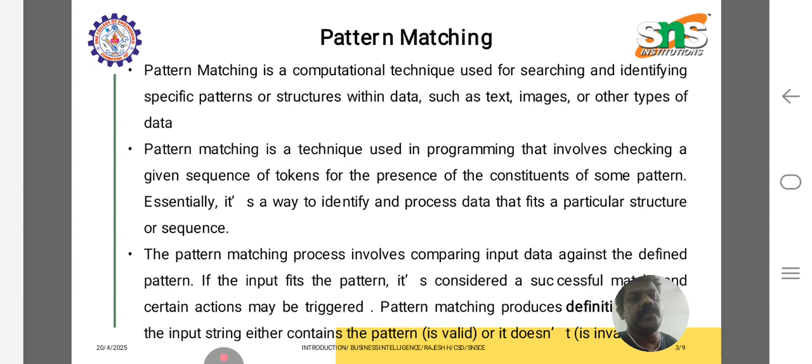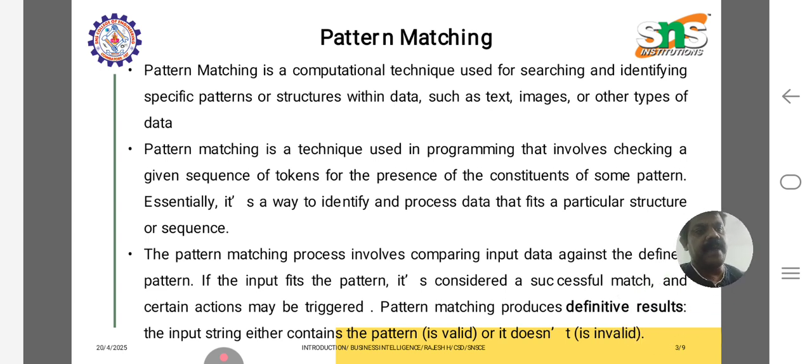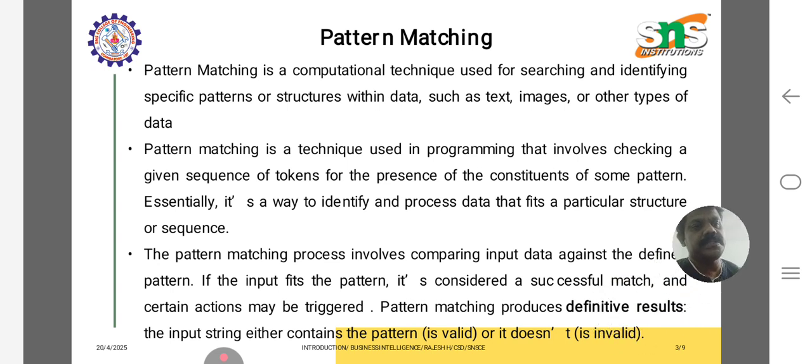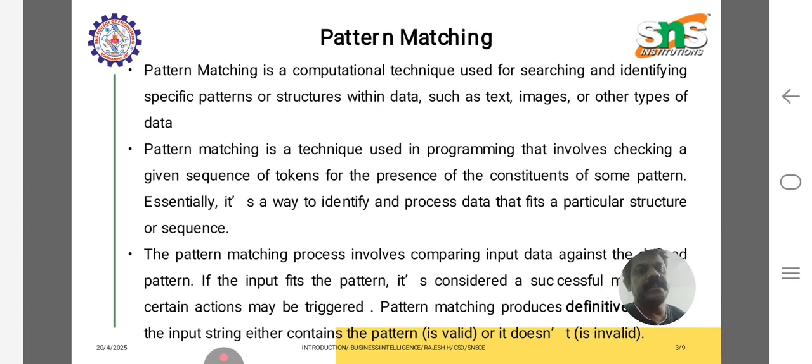The pattern matching process involves comparing input data against the defined pattern. If the input fits the pattern, it's considered a successful match and certain actions may be triggered. Pattern matching produces definite results. The input string either contains the pattern, which is valid, or it doesn't, and it is invalid.